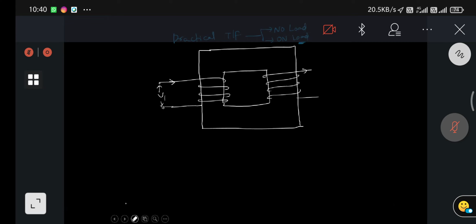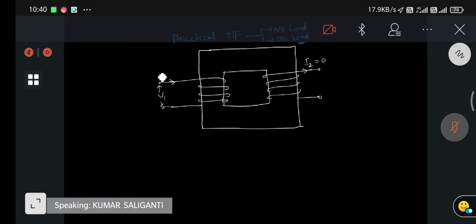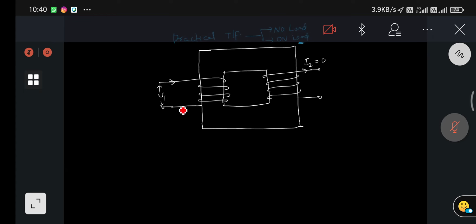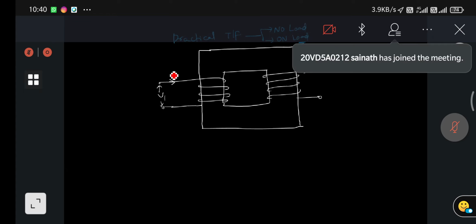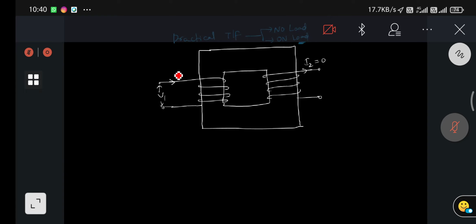Here you can see, this is I2 equal to 0. So this is no load here. At no load, what type of current will be there? You can tell me. At no load, what type of current here? Very good, Sanjay. I naught. Okay, very good. So at no load, I2 equal to 0.